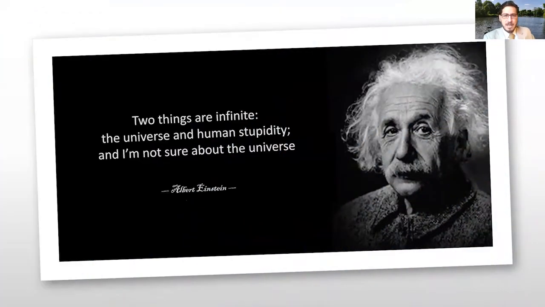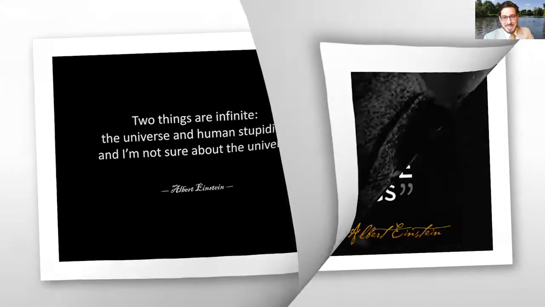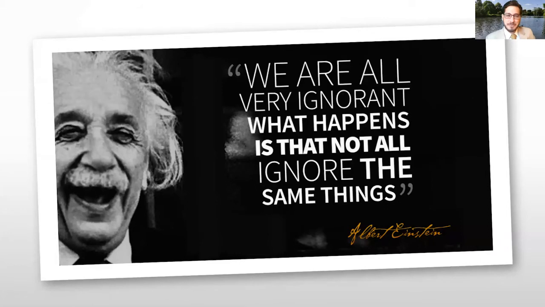So, in the last part of this class I want to read some phrases of Einstein. For sure you have heard about this guy. He said, two things are infinite, the universe and human stupidity. And I'm not so sure about the universe. It's very famous. This is also related to our topic. We are all very ignorant. What happens is that not all ignore the same things. And it is true. We know probably many things about law, but nothing about math, or nothing about chemistry. We are ignorant in many fields.